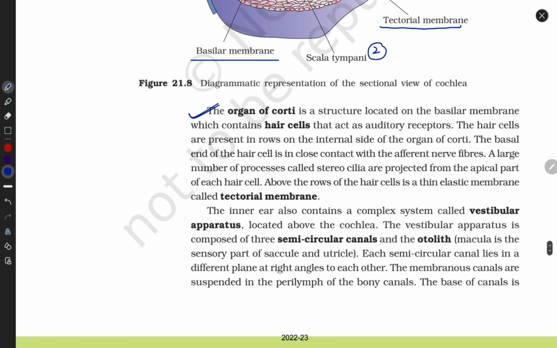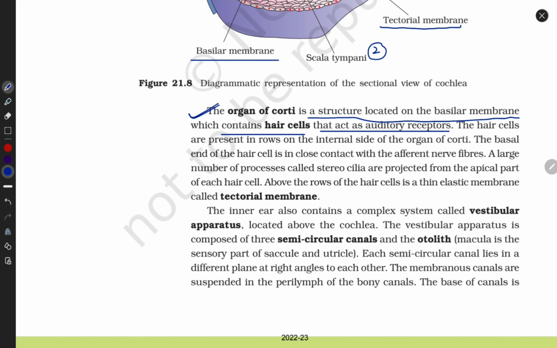The organ of Corti is a structure located on the basilar membrane which contains hair cells. We know these act as auditory receptors. We know that everyone has receptors, someone has photoreceptors and someone has auditory receptors. The hair cells are present in a row on the internal side of the organ of Corti. Look at here.